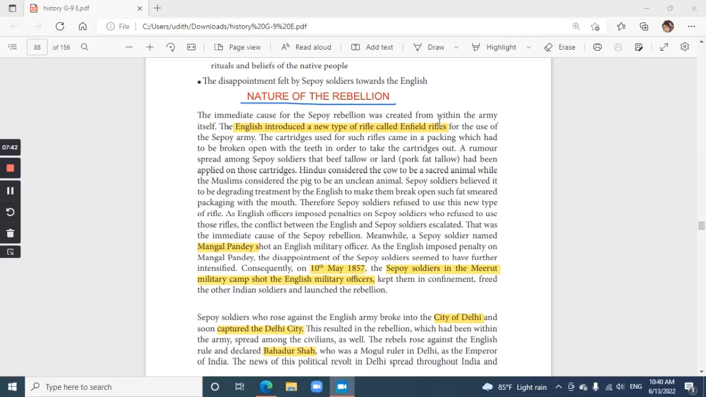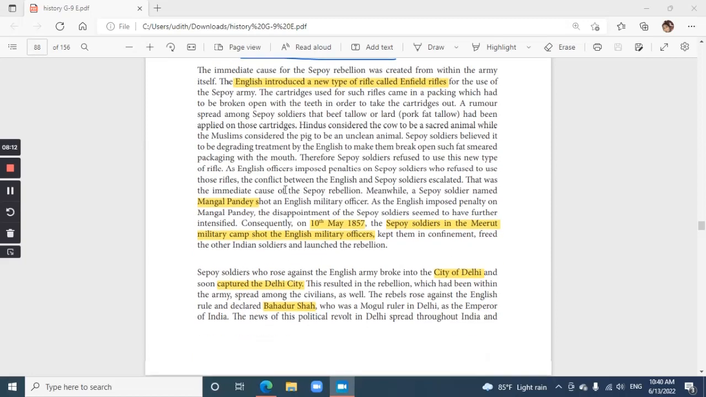So the Sepoy soldiers believed that the English gave them these cartridges by applying fat to make them eat that fat into their body. They thought of it that way. So therefore the Sepoy soldiers refused to use this new type of rifle, and there was a conflict between the English officers and the Sepoy soldiers. So that was the intermediate cause of the Sepoy Rebellion.